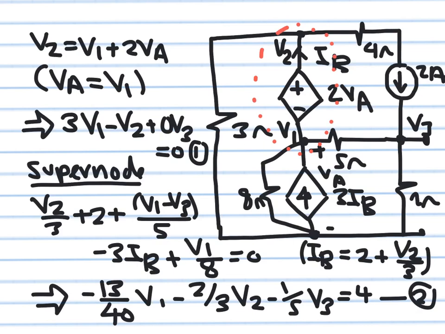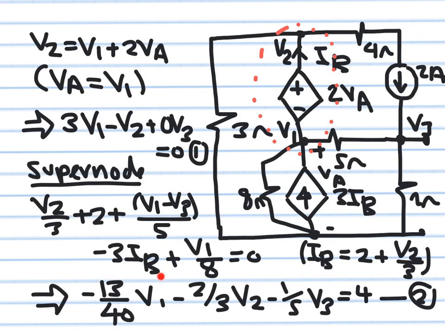As we agreed in previous examples, whenever you have a voltage source connecting two nodes, you build a supernode around it and sum the currents flowing out. How many currents are flowing out? 1, 2, 3, 4, and 5. We have 5 currents. This one is 2 amperes, this is fine. This one is between V2 and ground, so this is V2 over 3. This current flowing out is V1 minus V3 over 5. This current flowing out is minus 3IB because 3IB is flowing in. This current flowing out is V1 over 8. So I wrote all these 5 currents here.